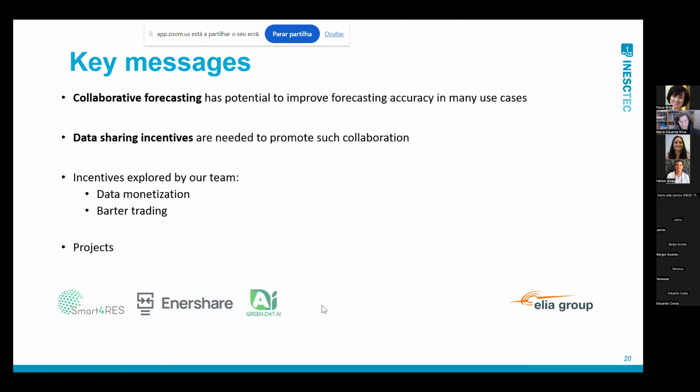Although all this is designed for proprietary data, I would like to emphasize that all our developments are open source. Our codes are open source, and you can find them at the INESC TEC GitHub.